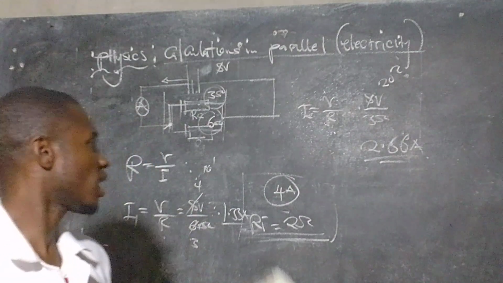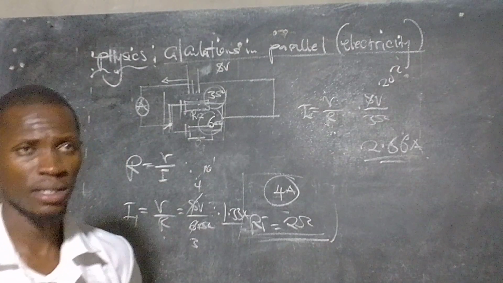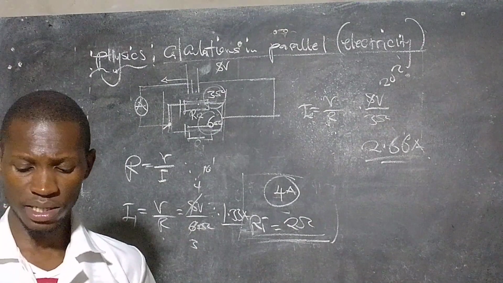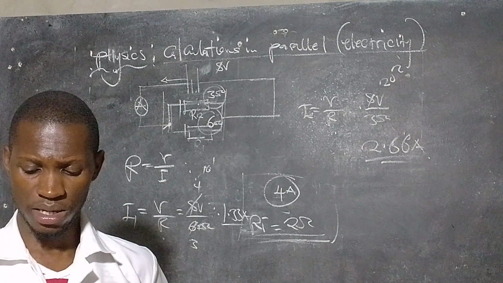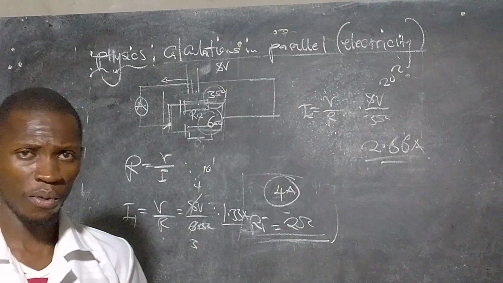So having known how to find that one, we can also now talk about a combined resistance and find the current sometime. So for today, we end here.